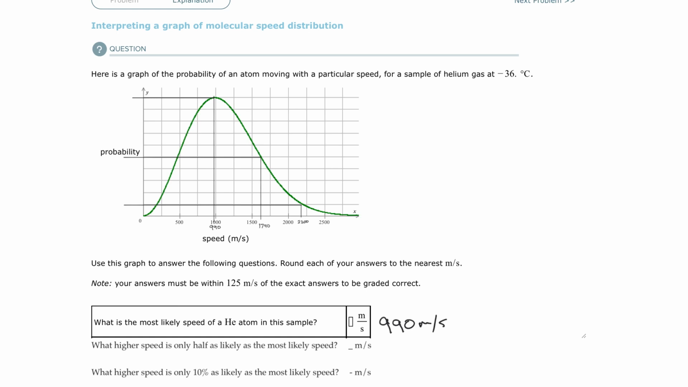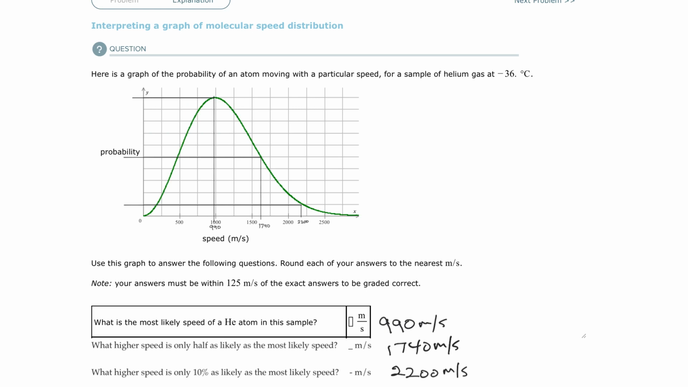What higher speed is only half as likely as the most likely speed? So I find the 50, brought it down, and this was 1740 meters per second. And then what higher speed is only 10% as likely as the most likely speed? I've got here 2200 meters per second.